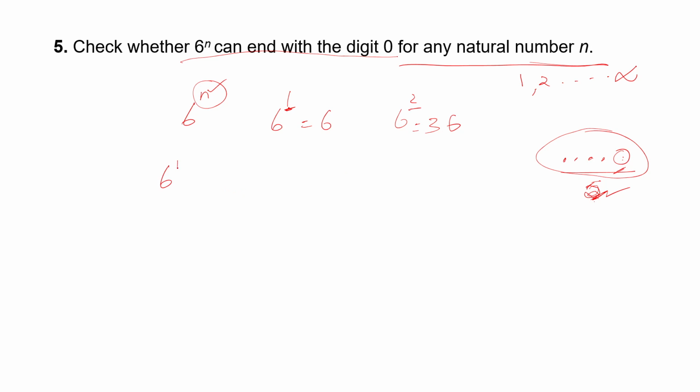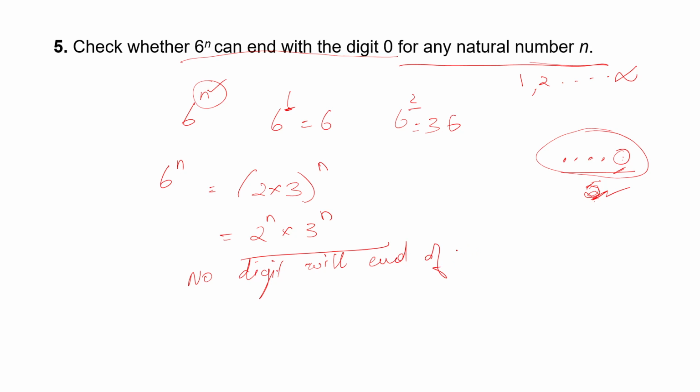Okay, so now if you are considering 6 power n, what are the factors? 2 into 3 makes 6. So you can write it as 2 power n into 3 power n. Is there any 5 in this? No. So that means no number will end with 0. Okay, if you can't understand, listen.